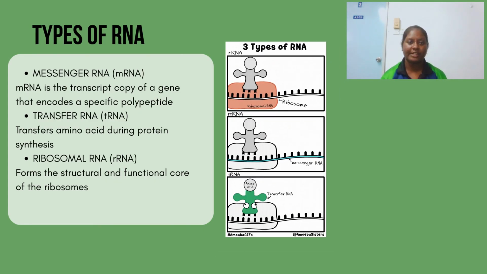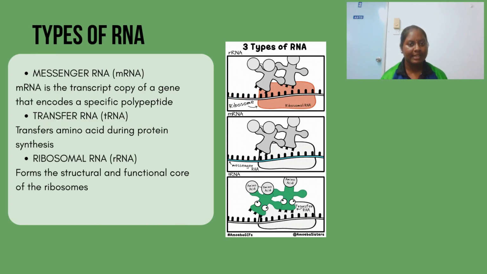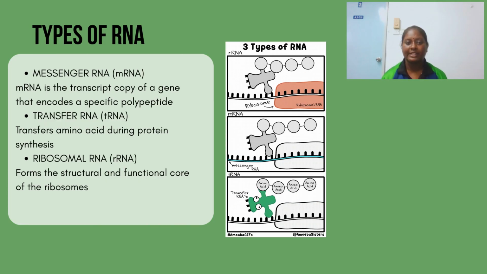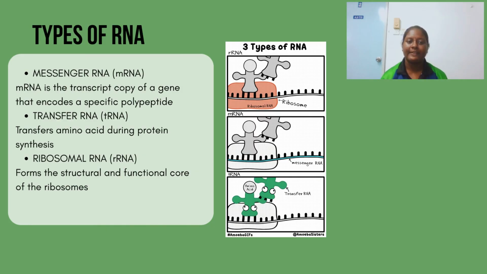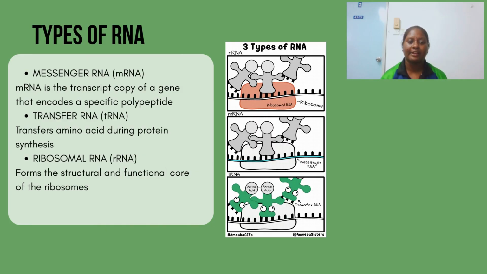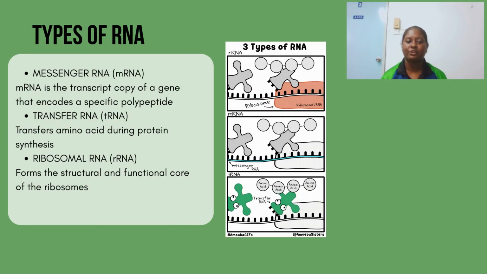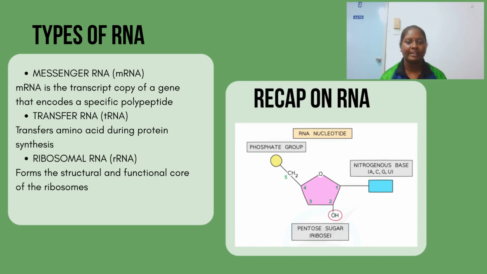Firstly, we have messenger RNA. The mRNA is a transcript copy of a gene that encodes a specific polypeptide. Secondly, we have transfer RNA, tRNA, which transfers amino acids during protein synthesis. Thirdly, we have ribosomal RNA, also known as rRNA, which forms the structural and functional core of the ribosomes. And we also have a quick recap on RNA in the picture given in the slide.